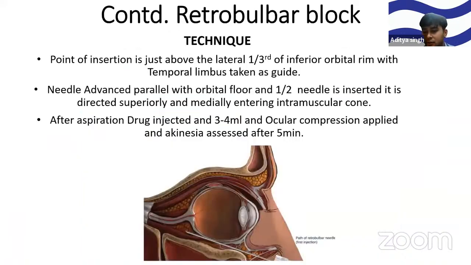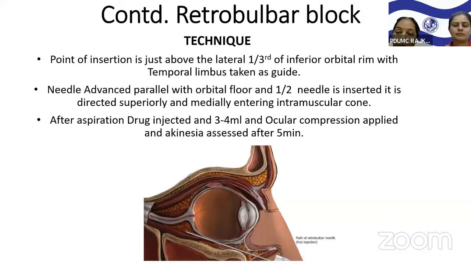There is more chance of damage to the important structures at the optic foramen. There is a chance of central retinal artery occlusion or inadvertent injection into the optic nerve or into the subarachnoid space. There is also more chance of retrobulbar hemorrhage, and there may be a chance of globe perforation. So all these chances are increased with the retrobulbar block, and are decreased with the modified peribulbar block.